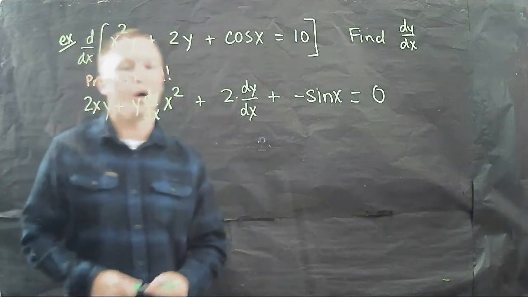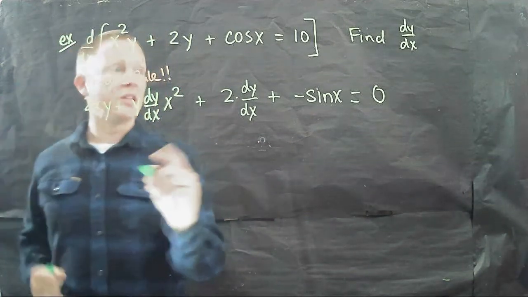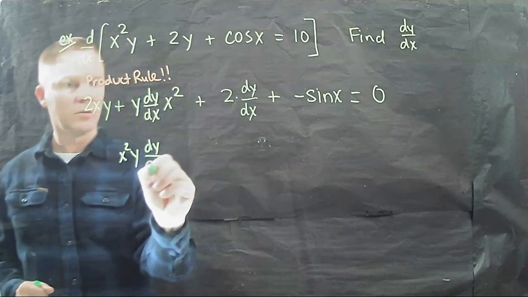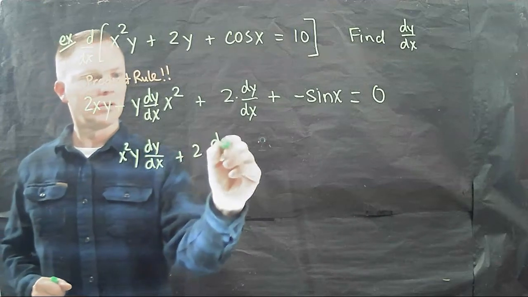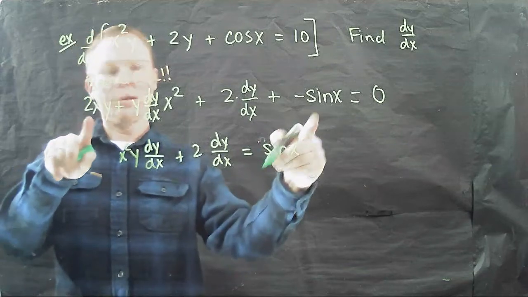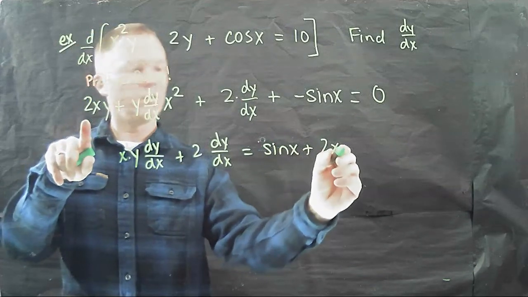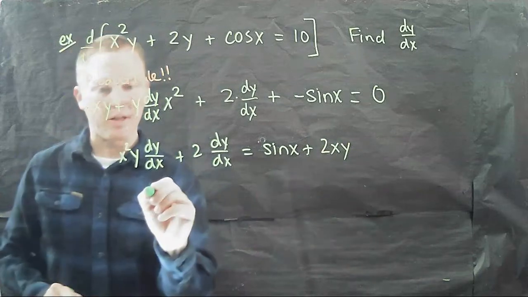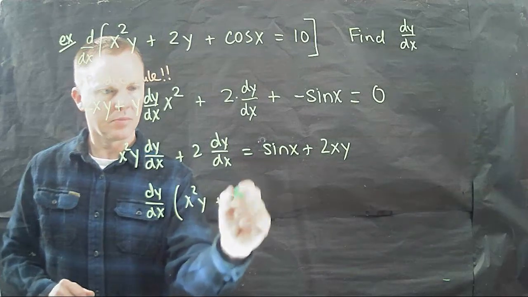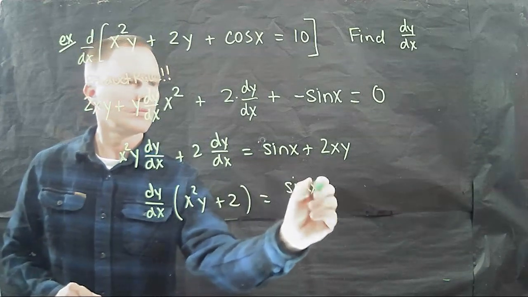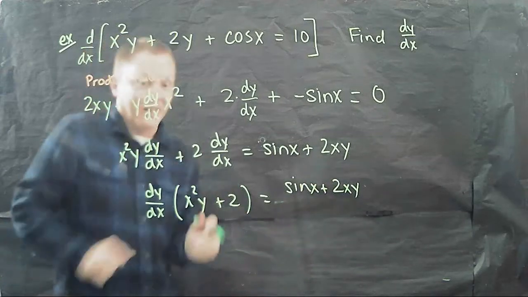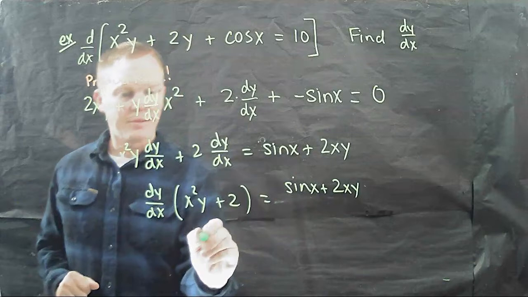And now you just got to put on your algebra pants here and solve this for dy/dx. Okay? So anything that doesn't have a dy/dx in it is going to go to the other side. I'm going to put the x squared first here. So that's going to equal sine of x plus 2x times y. And then I'm going to factor out a dy/dx. Whoops. You see what I'm getting ready to do, and I was getting a little antsy. Now I'm going to divide.